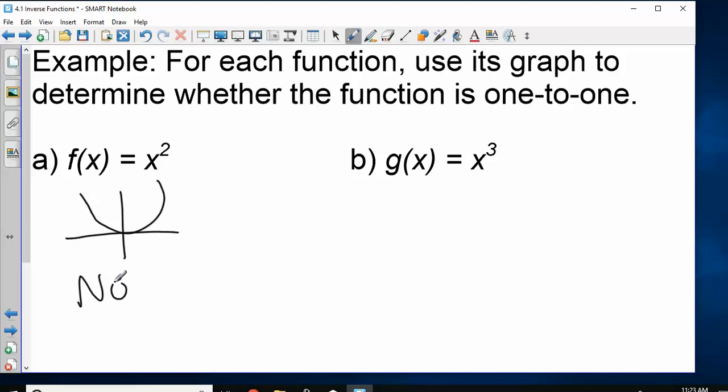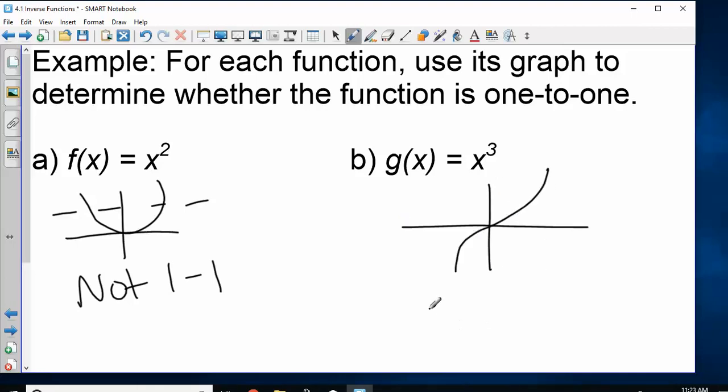So this is not 1 to 1. You can draw lots of horizontal lines and hit it more than once. X cubed is the chair. Is that 1 to 1? Yes. So that one is 1 to 1. All right. Any questions on that part?